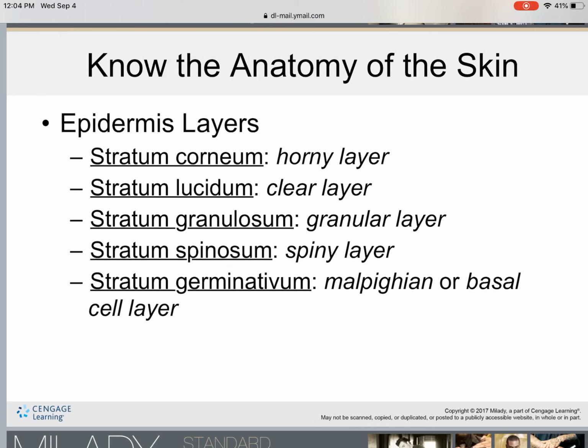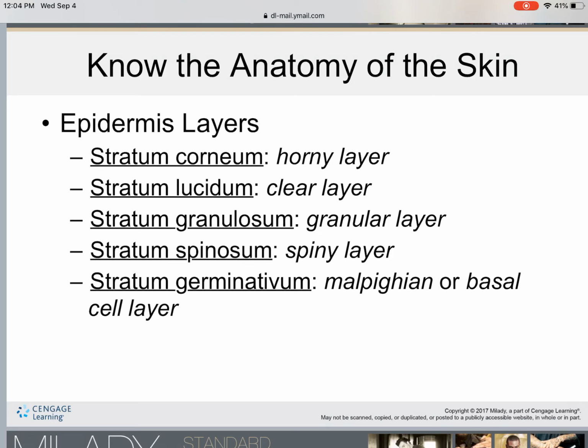So just remember, your stratum corneum is your horny layer. That's the part that we see. It has cells that come from a protein called keratin. Now, right under the stratum corneum is the stratum lucidum. The stratum lucidum is called the clear layer. It's under the corneum, and it consists of small transparent cells through which light can pass.